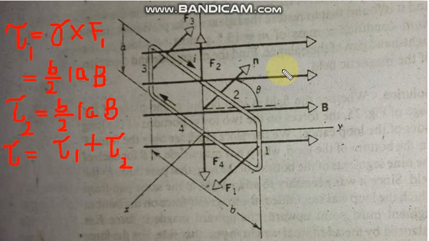So we were talking about the turning effect produced in this loop, and since only these two segments are involved, we have to calculate the torque acting on this segment 1 and the torque acting on the segment 3. We must correct it as torque 3.